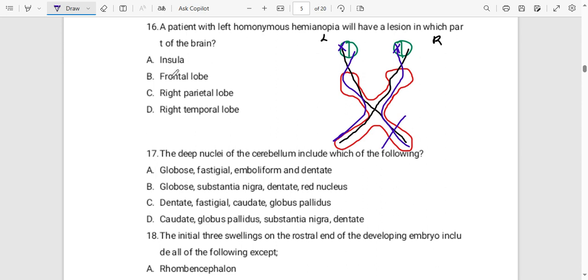The insular, frontal lobe, right parietal lobe, right temporal lobe. Which one can we pick? In other words, where do you find the right optic tract? That's the basic question. Anyone? It's the right temporal. This one? We know the temporal is down, right?